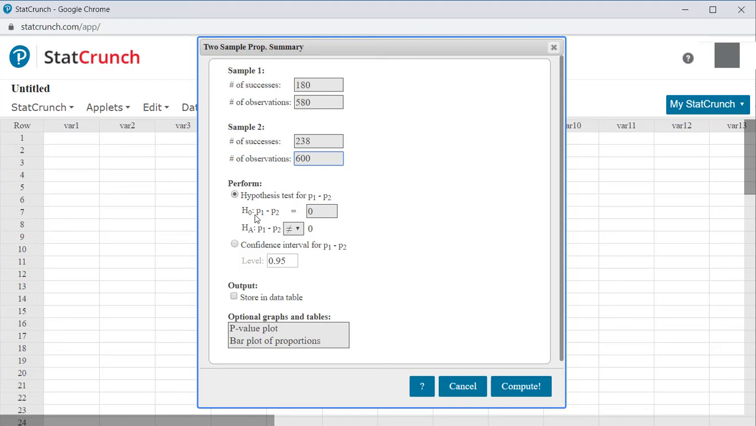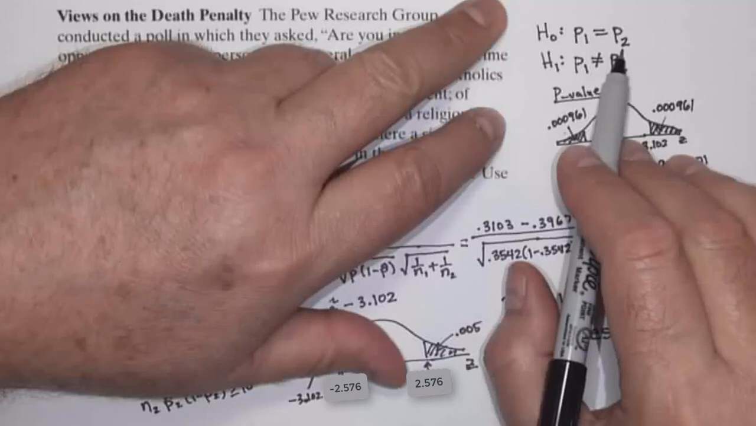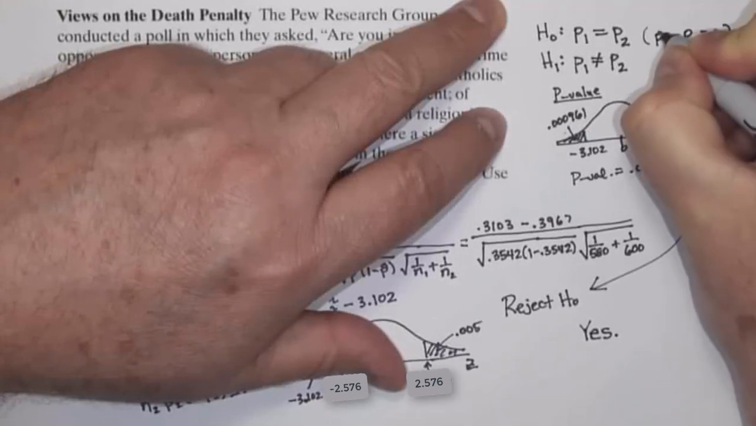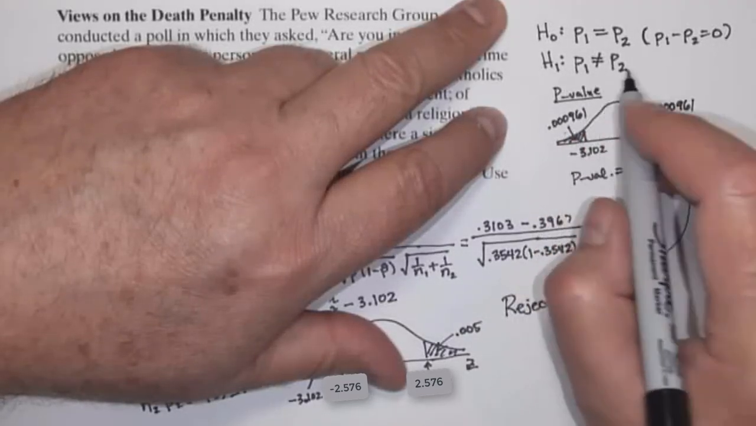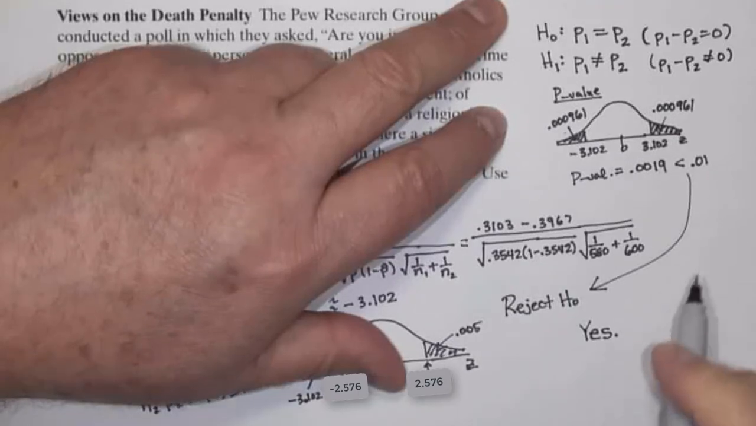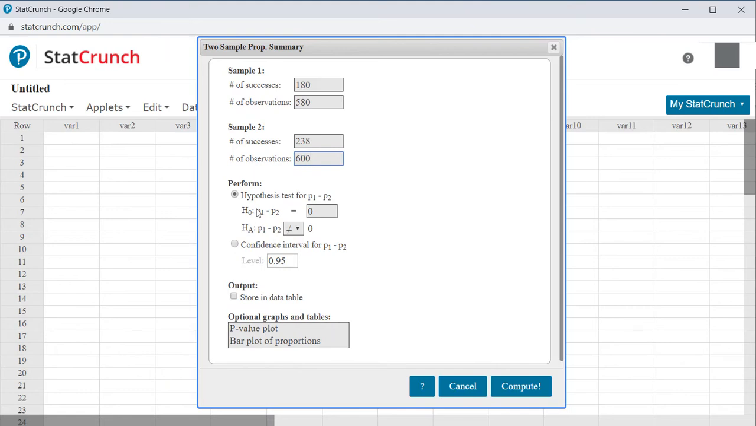Now there is a difference here from what we've seen previously. If we say that P1 equals P2, that's equivalent to saying that P1 minus P2 equals 0. And this is the form that StatCrunch uses. Likewise, if we say P1 is not equal to P2, that's equivalent to saying P1 minus P2 is not equal to 0. And so again, this is the form that StatCrunch uses. So my null hypothesis is that P1 minus P2 equals 0. My alternative in this case, since it's a two-tailed test, is that P1 minus P2 is not equal to 0. And if it was a left-tailed test, we would choose less than. If it was a right-tailed test, we would choose greater than.